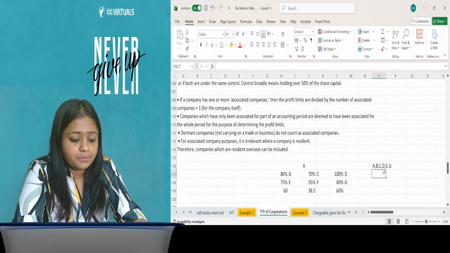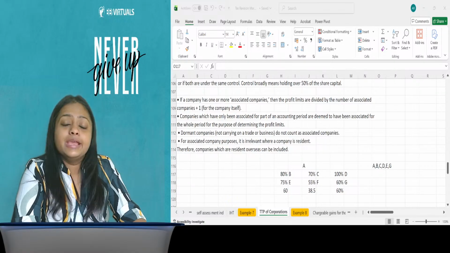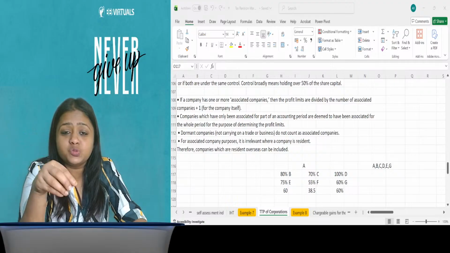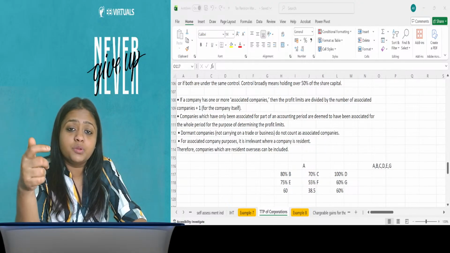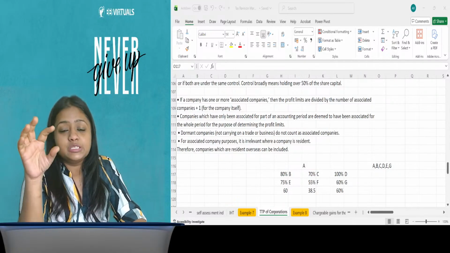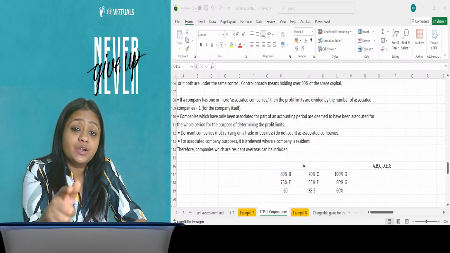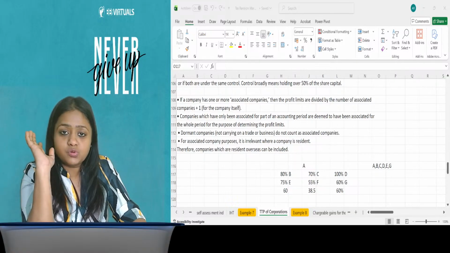Okay, now what are the number of companies that are forming this group? 1, 2, 3, 4, 5, 6. It simply means when you know the number of associated companies, please divide your limits by this number. So now your upper limit revised would be 250,000 divided by 6. Lower limit revised will be 50,000 divided by 6. And these revised limits will apply to all 6 of these companies. Clear?